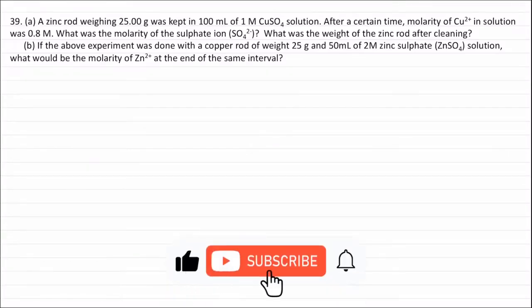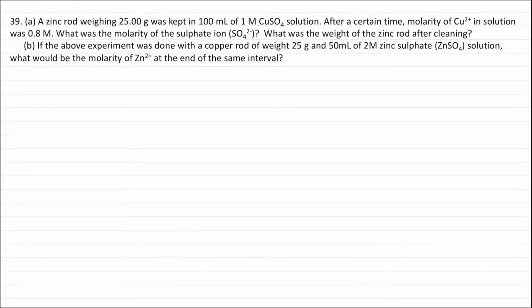Question 39, A part. A zinc rod weighing 25 gram was kept in 100 milliliter of 1 M copper sulfate solution. After a certain time, molarity of Cu2+ ion in solution was 0.8 M. What was the molarity of the sulfate ion? What was the weight of the zinc rod after cleaning? B part. If the above experiment was done with a copper rod of weight 25 gram and 50 milliliter of 2 M zinc sulfate solution, what would be the molarity of Zn2+ ions at the end of the same interval?